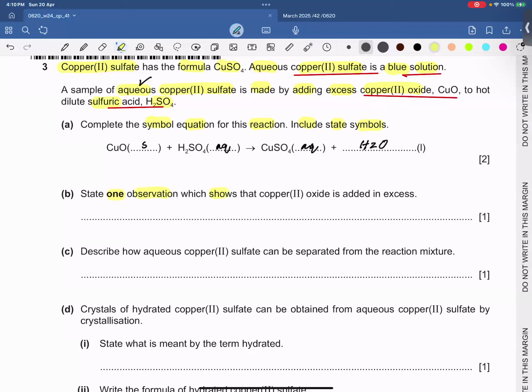State 1 observation which shows that copper 2 oxide is added in excess, because if it is in excess, obviously the unreacted copper oxide settles at the bottom of the beaker. So black copper 2 oxide is settled in the bottom of beaker.